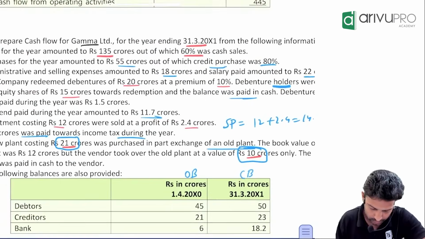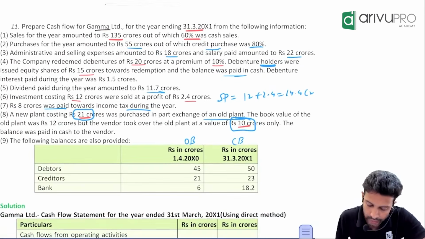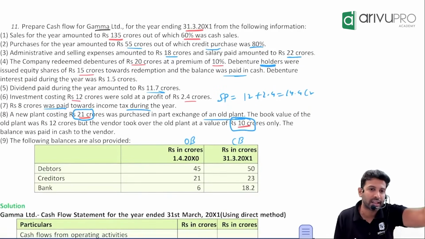Next. What is the next one? That's it. Okay. Debtor, check the balance. Sometimes they will interchange the balance.